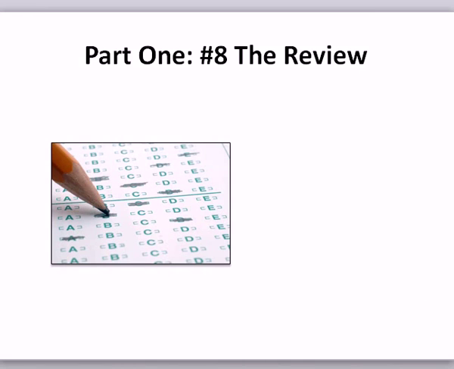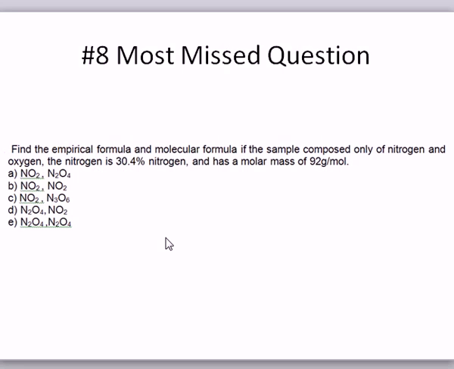All right, so let's take a look at number 8 in the countdown. This is the number 8 most missed question, and it's an empirical formula question. Okay, so find the empirical formula and molecular formula if the sample is composed only of nitrogen and oxygen, and is 30.4% nitrogen and has a molar mass of 92 grams per mole.